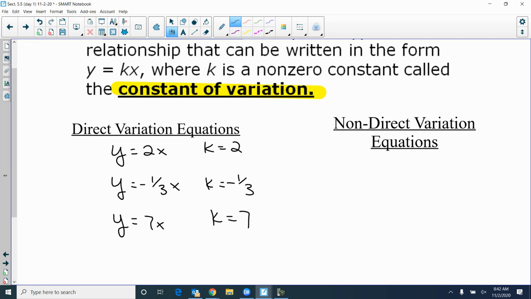Now, non-direct variation equations would be, say, y equals x plus 4. If you have a plus or a minus anything, then it's not direct variation. You cannot add or subtract anything. Y equals negative 2x minus 5 cannot be direct variation. And you cannot have a square. If you had y equals 2x squared, it's not direct variation. You can just have an x. All you have to do is identify and say, all right, this is k.